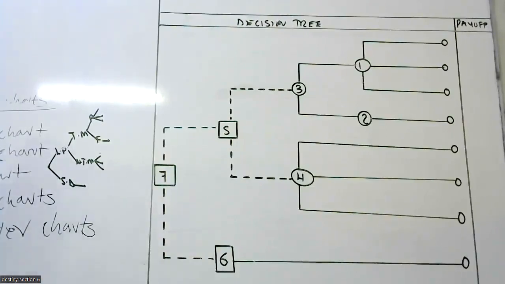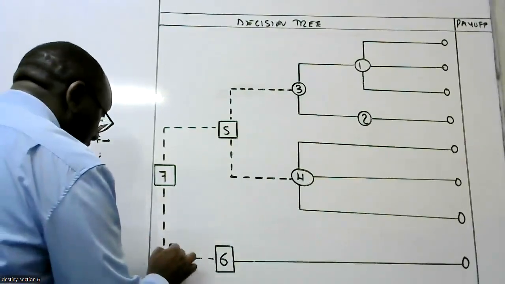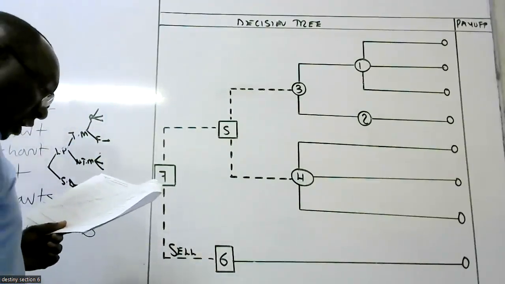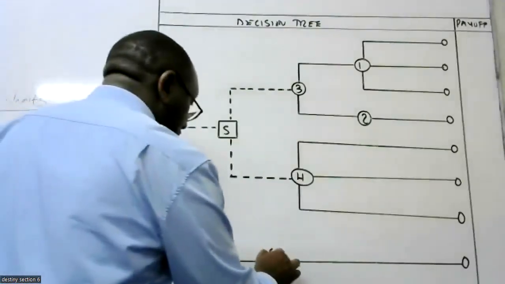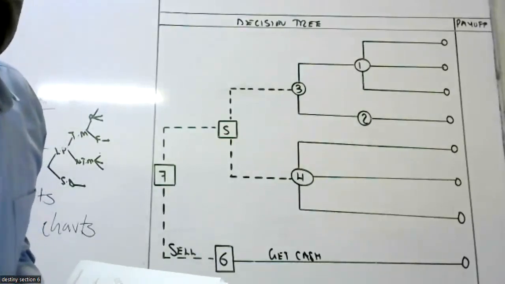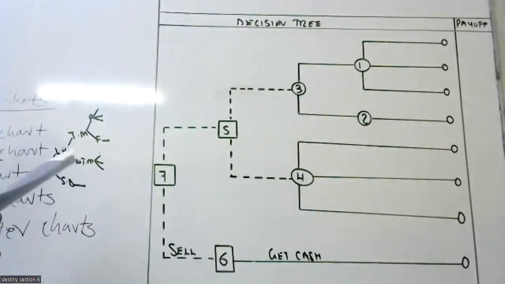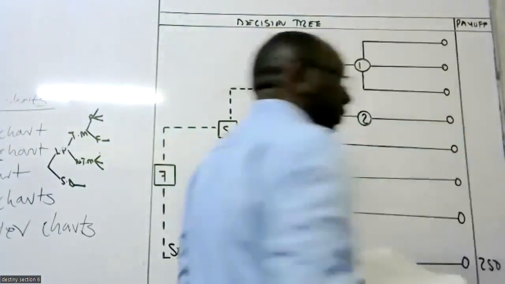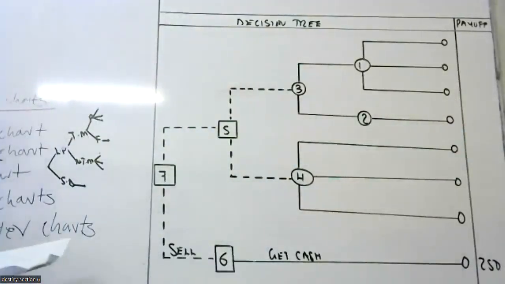Okay, so if that is the structure, then we were told that here you can sell. So here is where you sell. And where you sell, you get cash. You get cash of 250. So you come here, you say 250. That is the payoff.